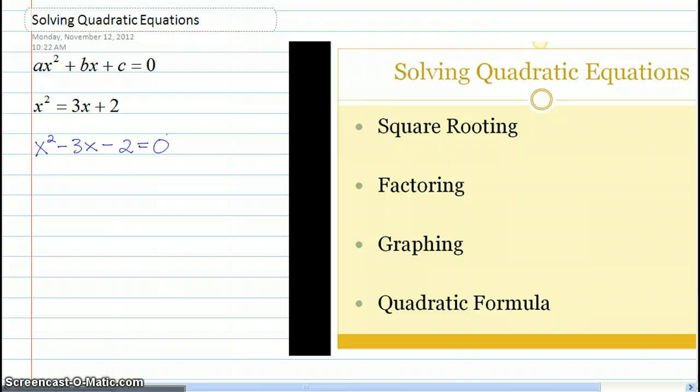Square rooting only works when there is no bx term. Well, I have a bx term, so I cannot square root.